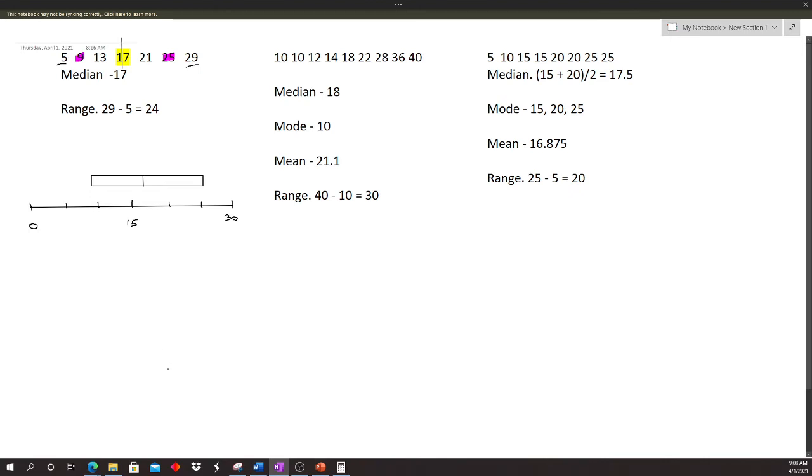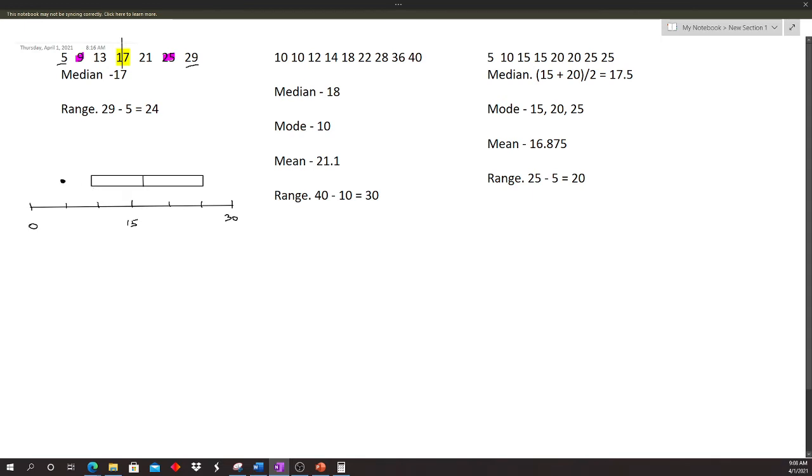Now, in addition to drawing a box, you also have what are known as whiskers. So for your whiskers, you are going to draw lines going from the box to both your minimum and maximum. Now, some books will use a line for the whiskers. Some books will use a dot instead. It doesn't particularly matter, just a matter of preference.